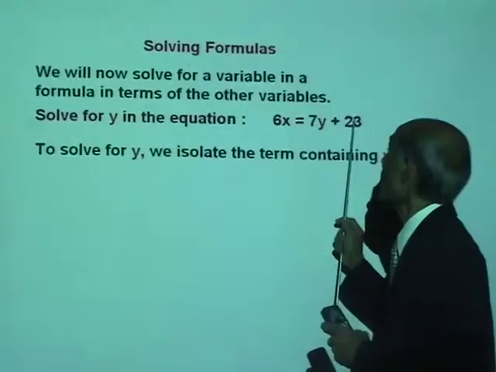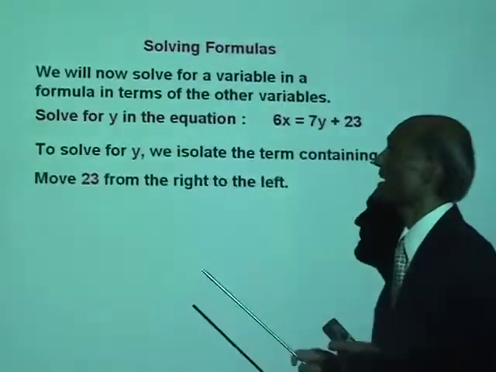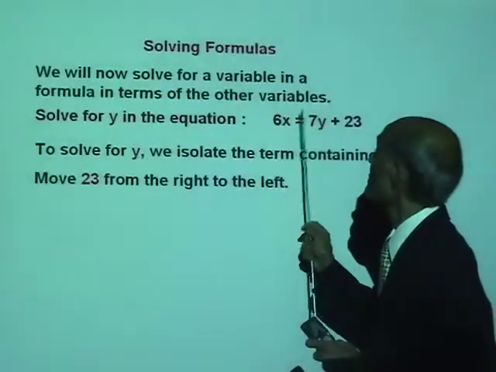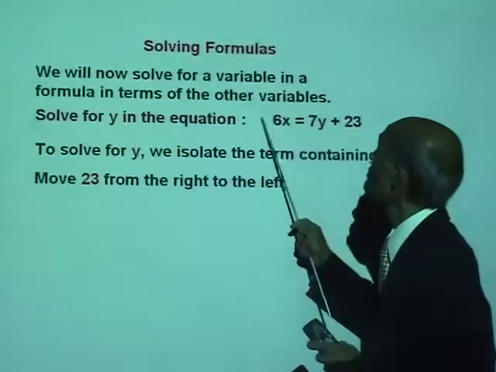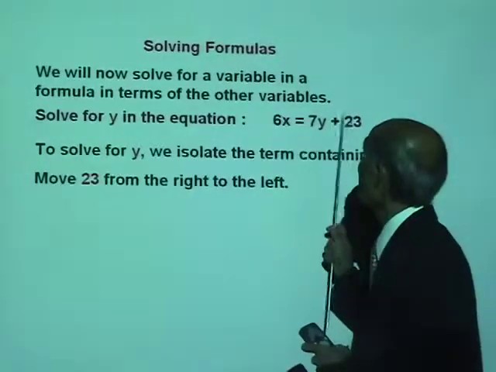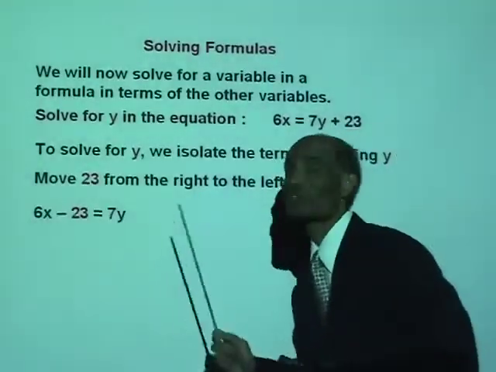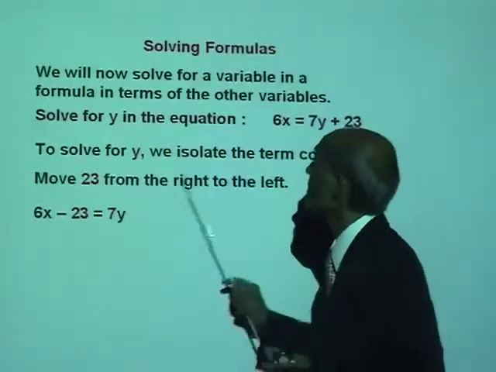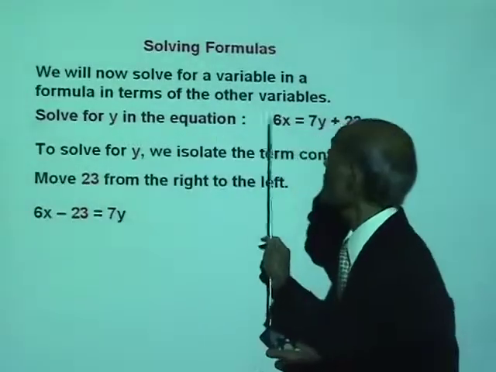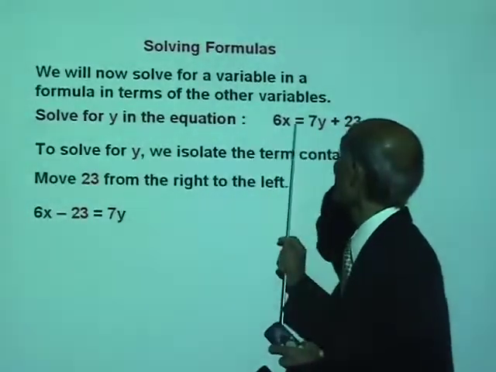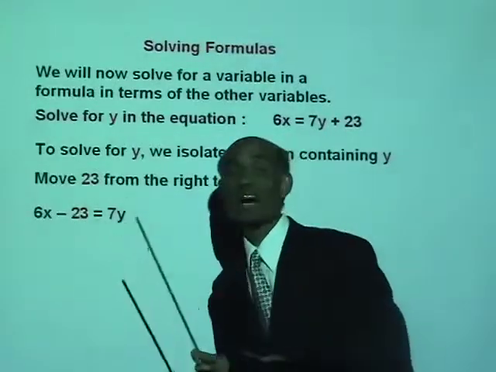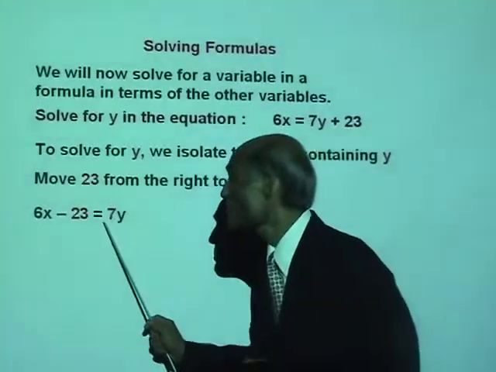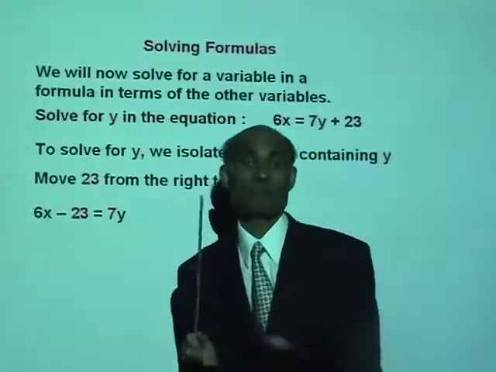So we say isolate the term containing y. Isolate this term by moving 23 to the left. Move 23 from the right to the left. What does that become? It will become minus 23. It will be 6x minus 23 equal to 7y. I hope you understood that. Move 23 to the left, it becomes minus 23. The left now becomes 6x minus 23, and the right side is 7y. We have isolated the term that contains y.